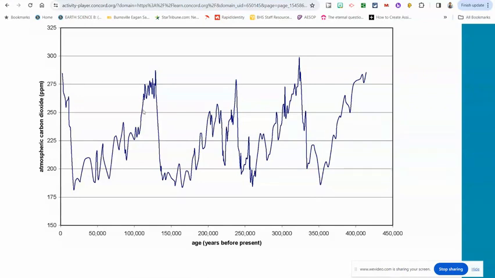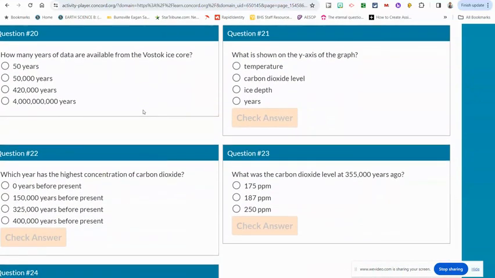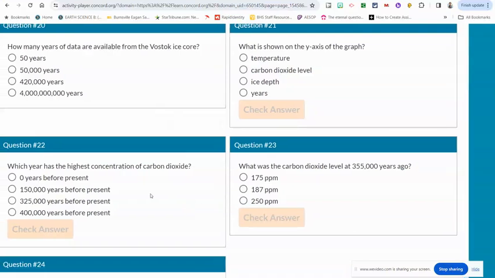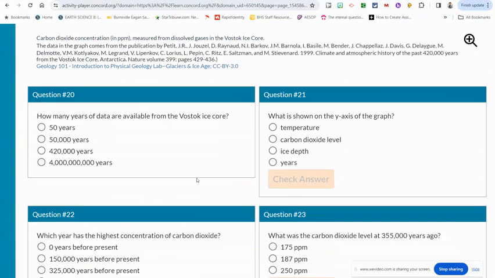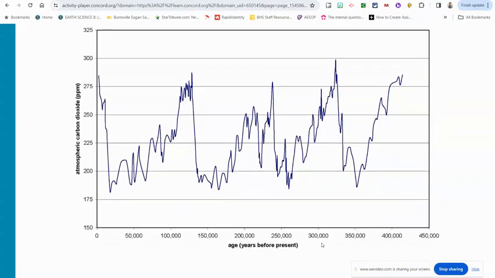And then what should we be doing now? So this one just asks you to be able to read the graph correctly. So let's just take a quick look at question 22. The highest concentration of carbon dioxide. On the graph, you should look to where the line is the highest peak, and that should be right here. To find out when that was, follow that down, and it's between 300,000 and 350,000 years.